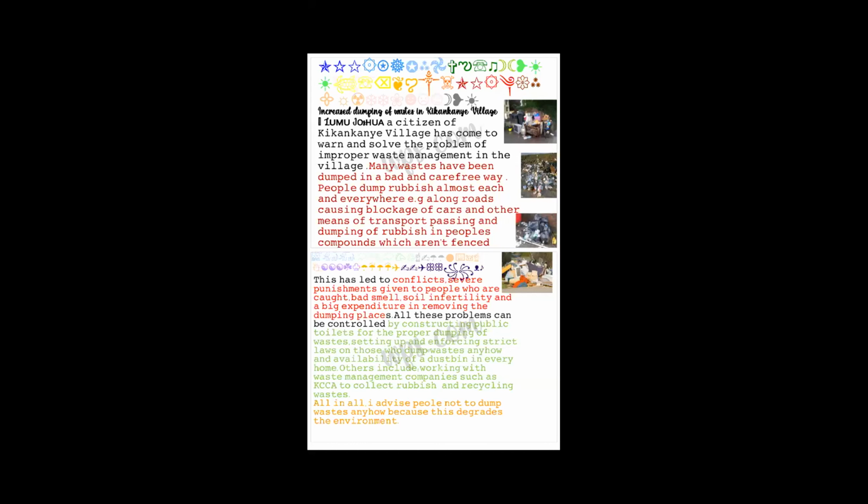It also leads to severe punishment given to people who are caught. Now the people who are caught dumping may be forced to pay a big fine of maybe 500,000 shillings or maybe 800,000 shillings. And maybe they are even given some other punishments like canes or strokes and even a big... kitchen, the truck where the rubbish is going to be collected.